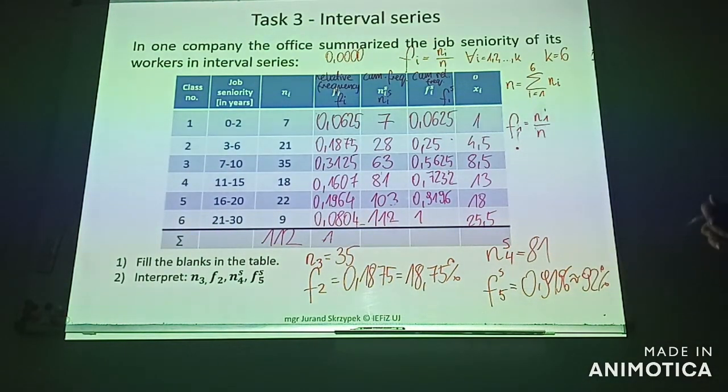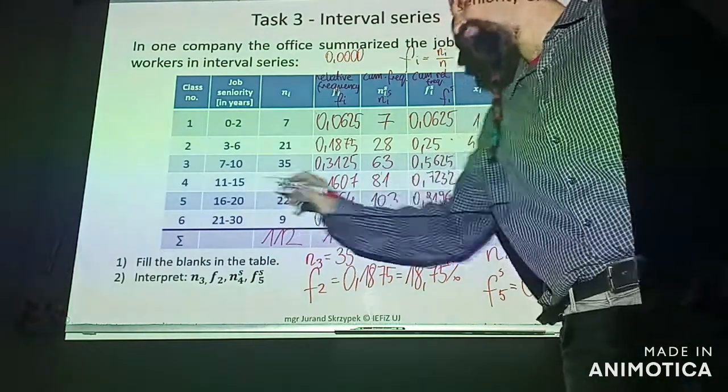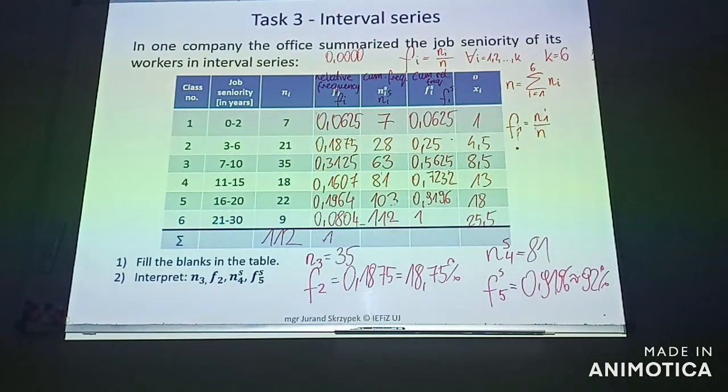The nearest value. What does it mean? It means 92% of workers have a job experience not higher than how many? 20 years. And it also means that 8% of workers are characterized by job seniority higher than 20 years. Higher than 20 years. And this is all for now.